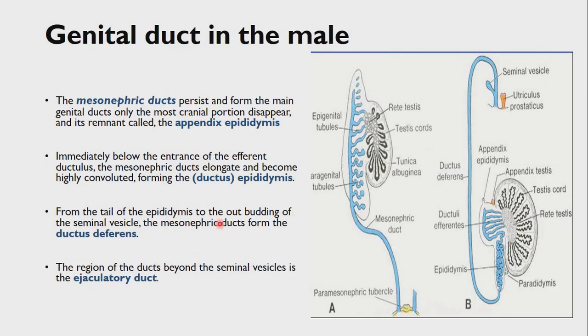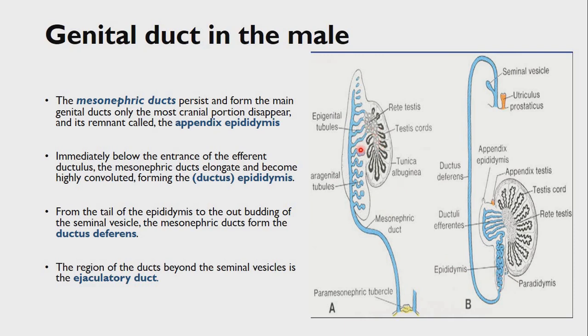Now look here, this is the mesonephric tubule. In the mesonephric tubule, there are 2 portions. This is epigenital tubule, and this is paragenital tubule. Most of the mesonephric tubules degenerate. The epigenital tubules remain in contact with the rete testis, and they will give rise to the ductuli efferentes, while the paragenital tubules are not in contact with the rete testis, and the paragenital tubule remnant is called paradidymis.